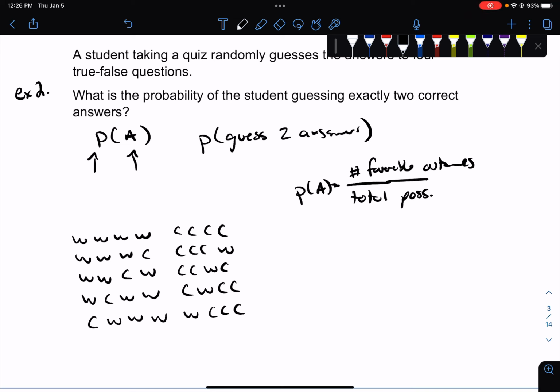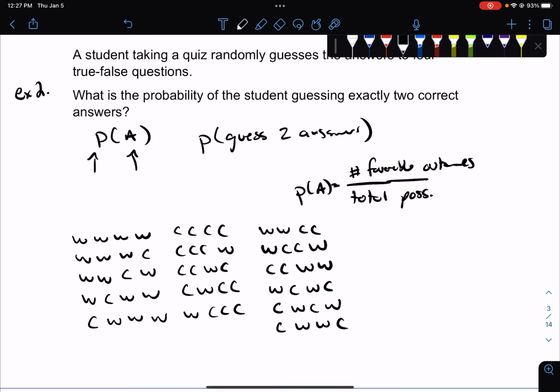But I could also get the first 2 wrong and the last 2 correct in some different way, right? I could get 2 wrong and 2 correct. I could also get the first one wrong, the 2 corrects in the middle, or I could get the 2 corrects at the beginning. I could also get 1 wrong, 1 correct, 1 wrong, 1 correct. Or I could get a correct one and then a wrong and then a correct and a wrong. And I think I'm missing one. Correct, wrong, wrong, correct. There we go.